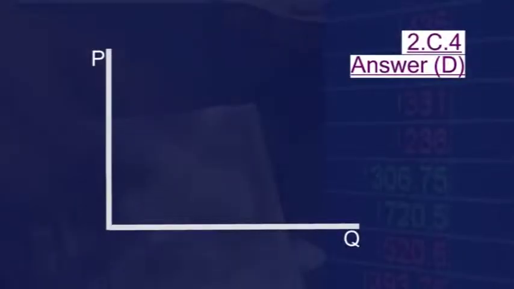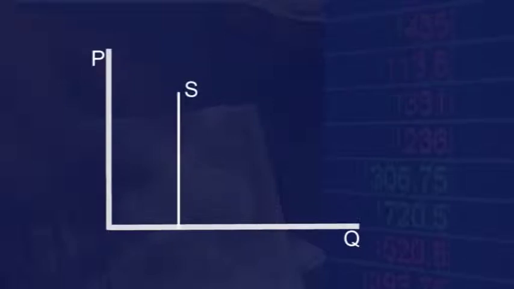It's a vertical supply curve, and whatever the change in price, there is no change in the quantity supplied by producers. So a perfectly inelastic supply curve would be vertical because a change in price would cause absolutely no change in quantity supplied.